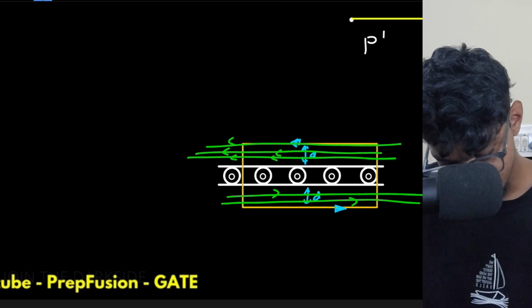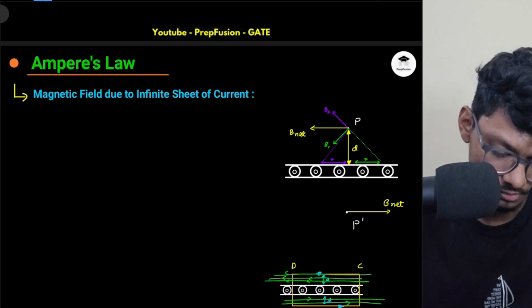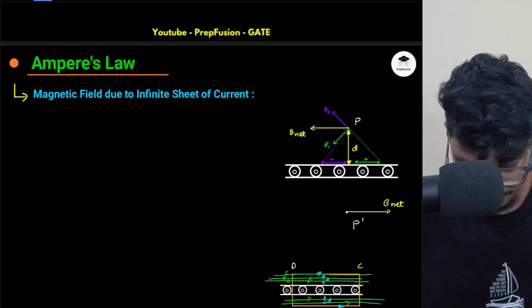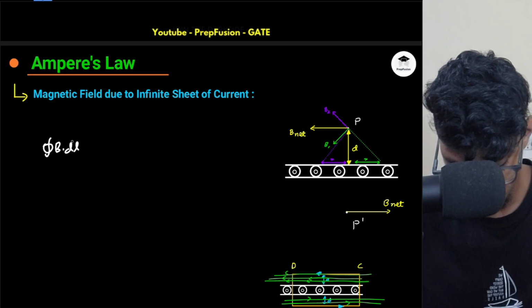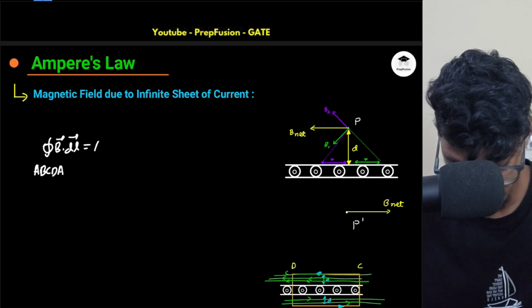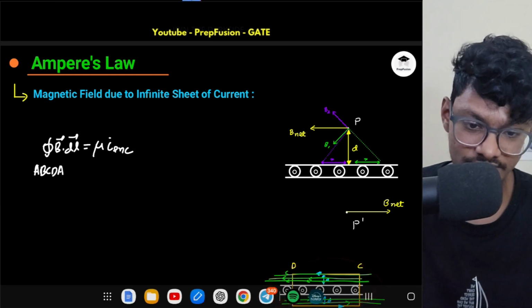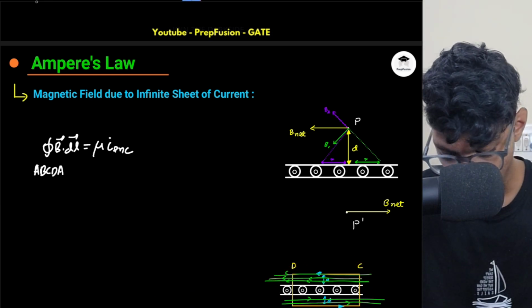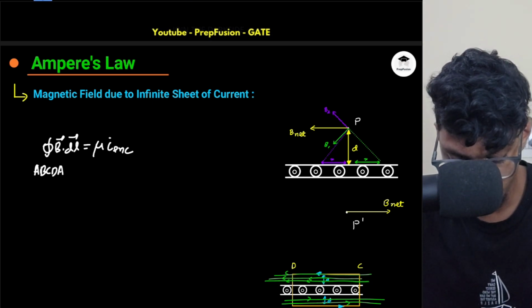So if I name this loop A, B, C, D, what do I observe? The closed integral of B dot dl along A, B, C, D, A will simply be equal to mu into I enclosed, correct? And what is the I enclosed here? That we have to identify. We'll identify that later on. But first, let's try to do the B dot dl, right?